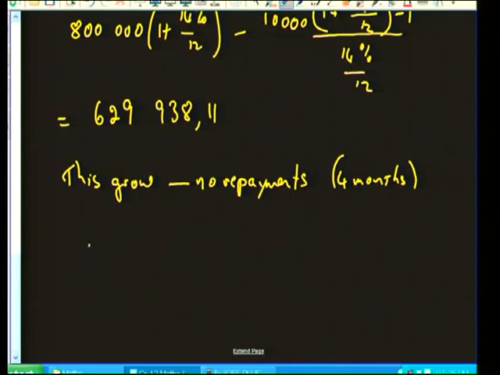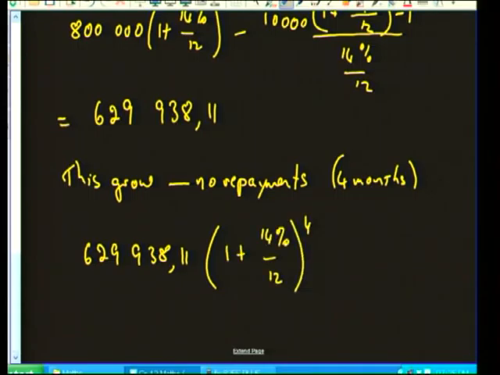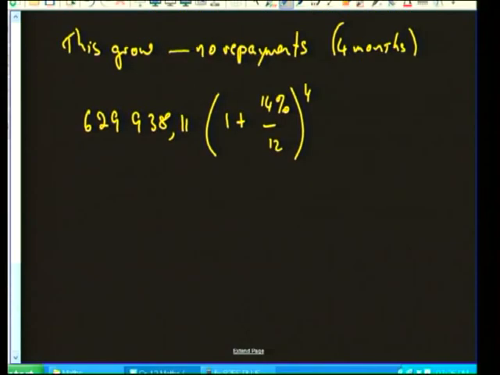Okay, so compound interest, here we go, 629,938.11. That is growing at 1 plus our 14% over 12, and it's growing for 4 months, 4 compounding periods. And what's going to happen? He now owes 659,853 Rand and 68 cents. So this is the new amount that he has to pay off.